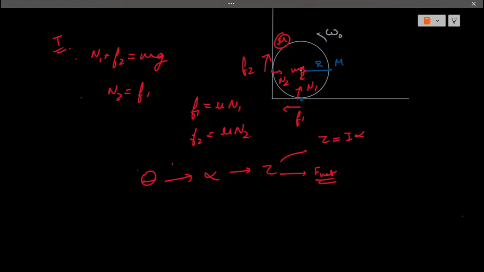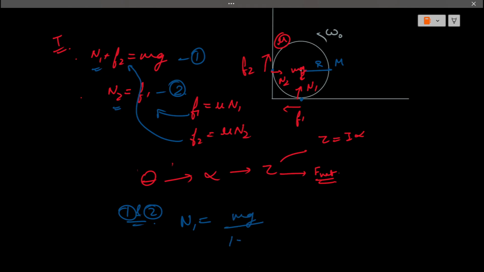Now we had two equations, let us call them 1 and 2. We have two variables N1 and N2, right? We'll be solving these two equations and plugging in the values for F1 and F2. So we'll have the value for N1 as mg over 1 plus mu squared and N2 as mu times mg over 1 plus mu squared, right? So we have N1 and N2.